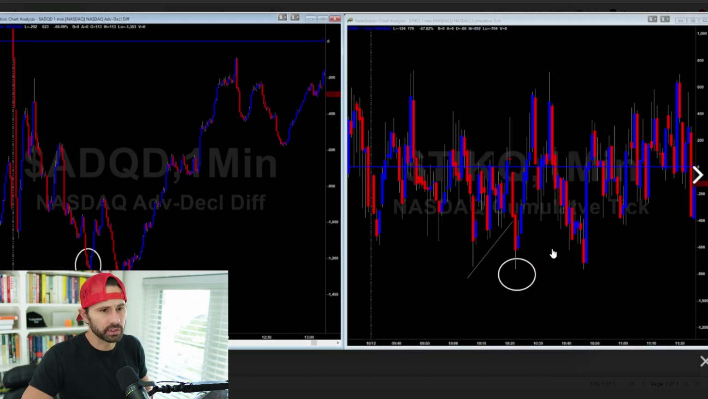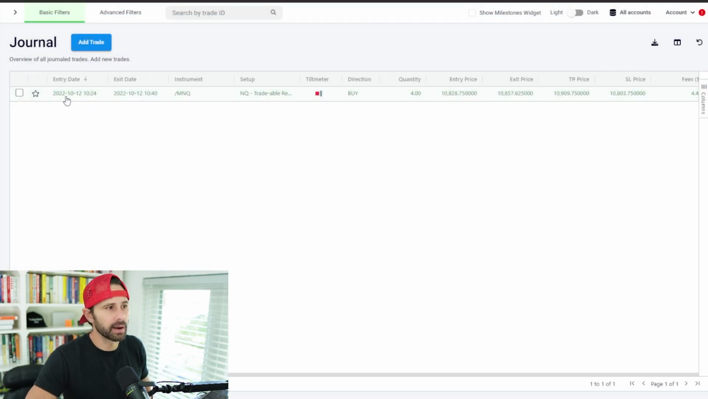We didn't review the internals. The internals were a textbook setup. We were having here the divergence to the upside while the market was coming down, and then the biggest exhaustion, and then the explosive move to the upside. The ADQD, like I said, was against us, but in this type of trade, you will have the ADQD going against you. With that being said, I'm going to wrap up this video.